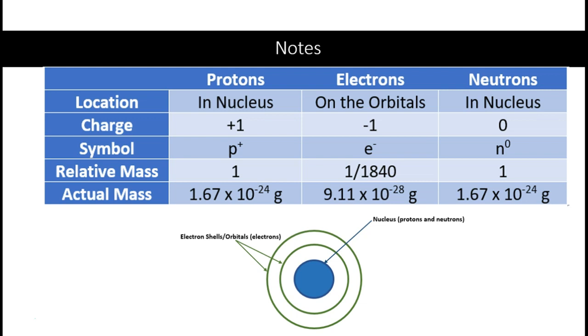The other thing you should have in your notes is the location of the nucleus and the electron shells or orbitals. So the nucleus is the center part of an atom, and the electron shells and the orbitals are on the outside. They're these green circles. If you don't have this in your notes, put this video on pause, get this in your notes, and come back and push play.